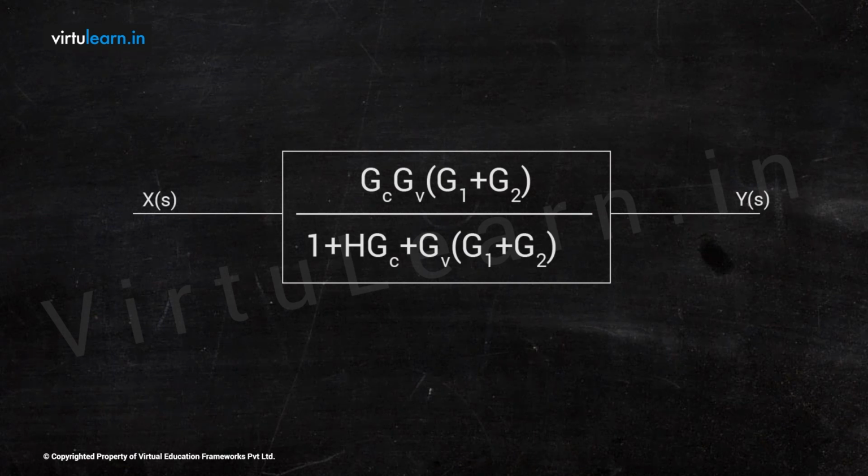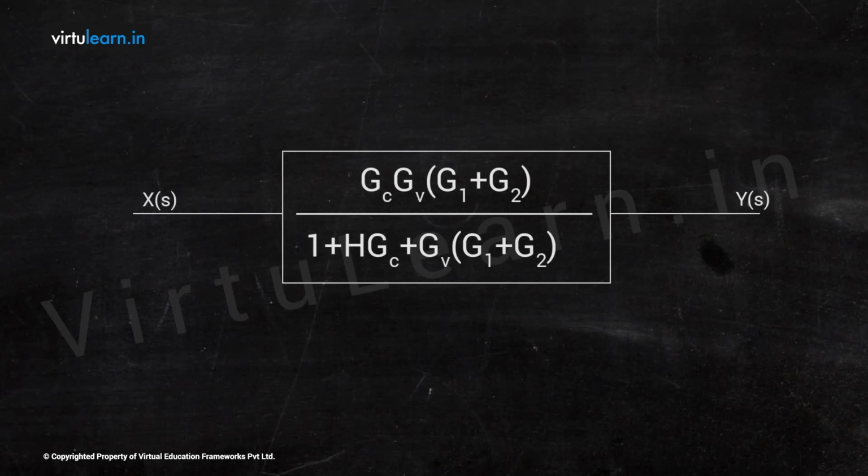If you do that, you will get something like this: G1, and this block is G2, G3, G4 over 1 plus G3, G4, H2 plus G2, G3, H3, and G1 can be multiplied here. And the feedback is as it is, whatever we got, that is H1 into 1 plus G3, G4, H2 divided by G3, G4. Now I can reduce this into a single block and I can find out the overall transfer function.